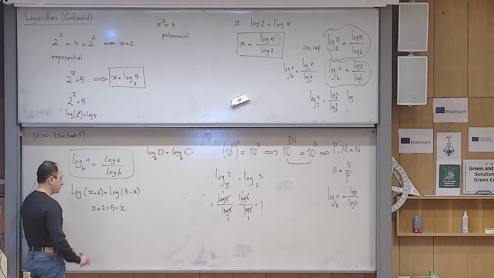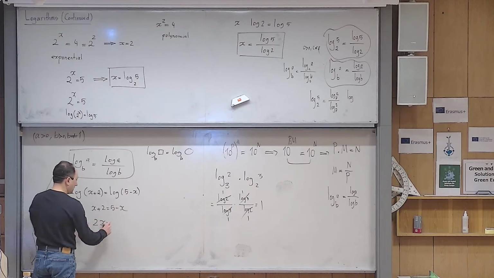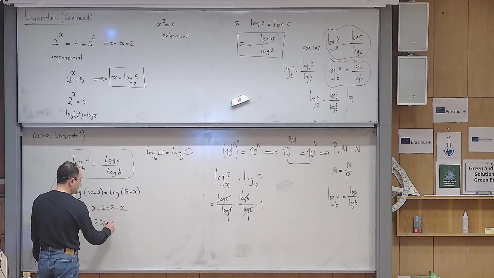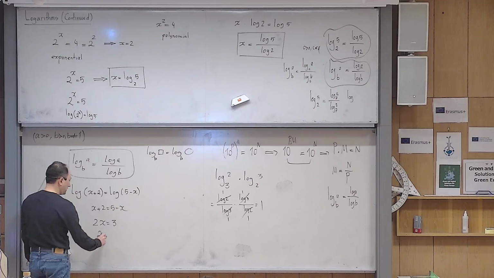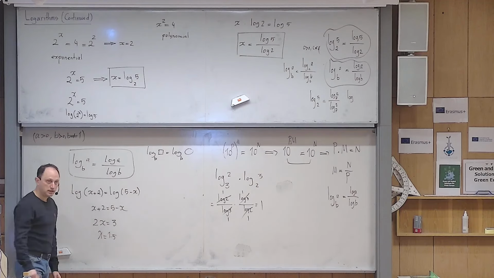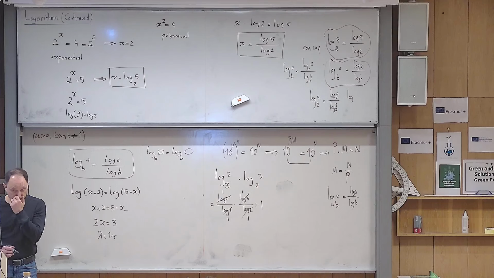And if I want to solve this, this is a Math 1C problem. I just move x to the other side, it becomes 2x. I move this to the other side, it becomes 3. And then what is x? x is 1.5. Yes?